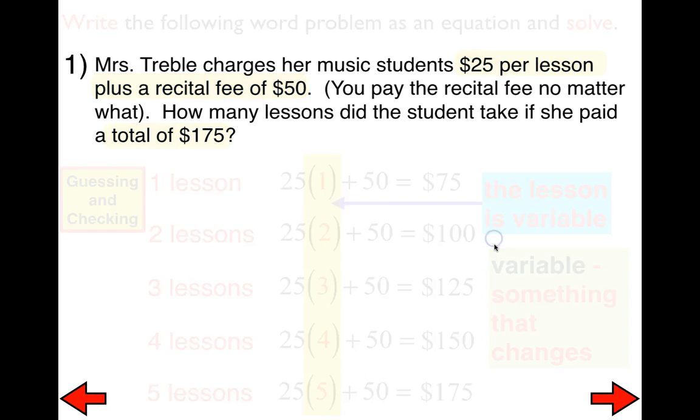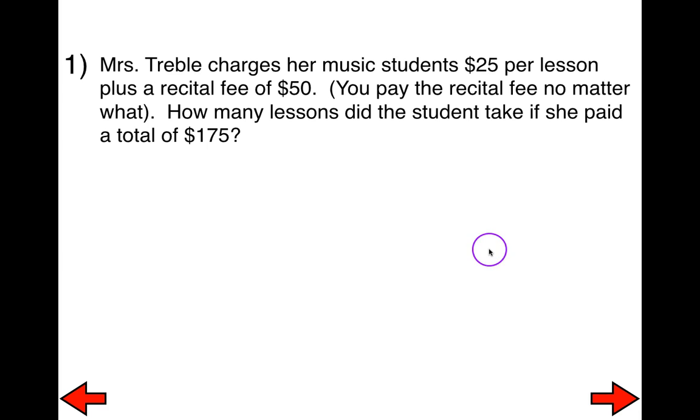So now let's create an equation for this to see how I would solve it, because essentially I don't want to be guessing and checking every single time, especially when it involves decimals and fractions. So here it means $25 per lesson, so that's what you're multiplying every single time. You're multiplying 25 by the variable. So I'm going to call that 25x, x representing the number of lessons. And then it says plus a recital fee of $50, so plus means obviously plus, and that recital fee is going to be $50, so I'm going to go ahead and put 50.